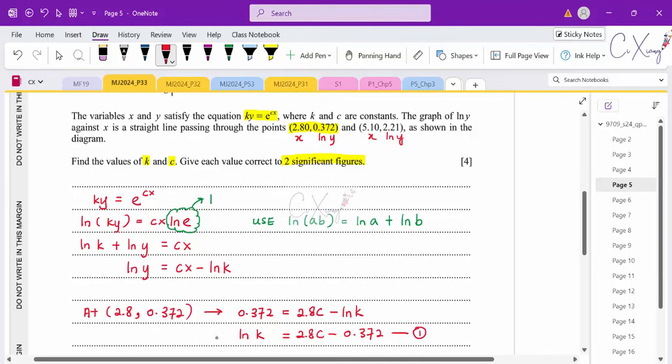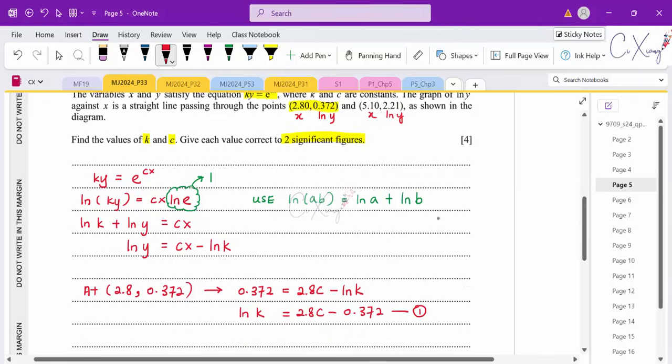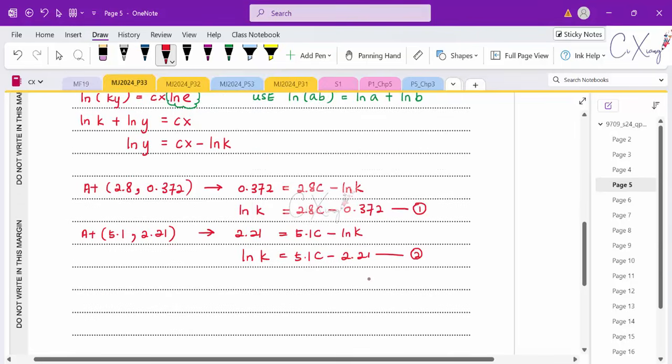Okay, because one equation here is not enough for me to get the values of k and c. Therefore, I need the second equation. So to get the second equation, I use the second point given in the question. So at this particular point again, substitute into my equation here, I will have 2.21 equals x is 5.1 multiplied with c minus ln k. Hence, I can get the second equation from this part. Alright, so this is my second equation. Then I have two equations here. You can solve it simultaneously. So equation number 1 equals equation number 2.